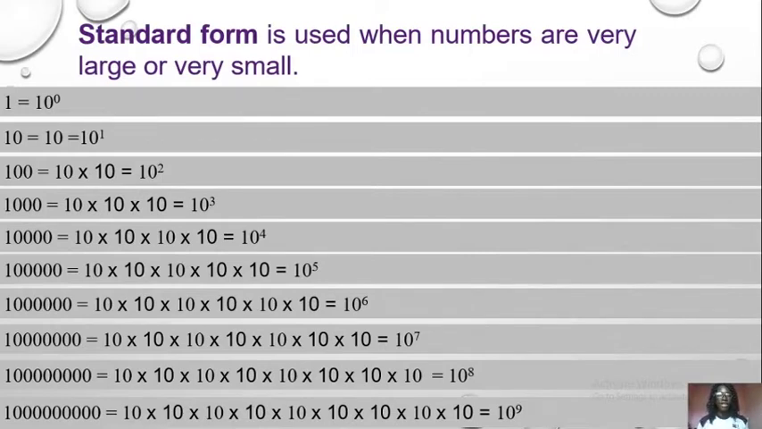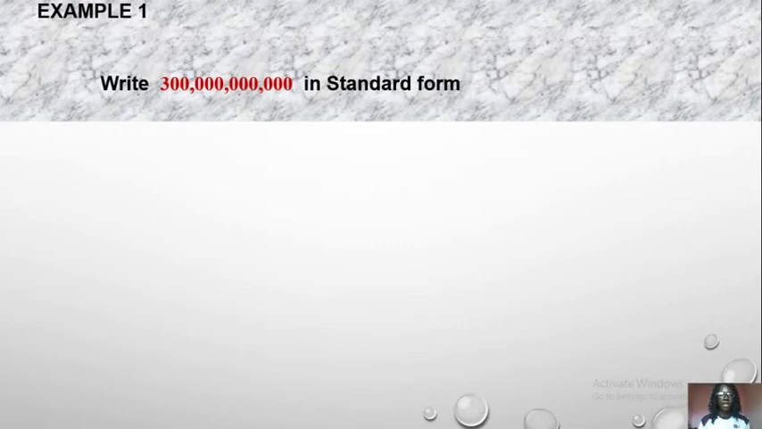So imagine if you're writing 100 billion in words with the numbers of zero. Of course, there will be a situation whereby it's possible you can miss a zero, or you can miss a number. So writing it in standard form makes our work very easy and faster. So let's see example 1. Here we are going to write 300 billion in standard form.